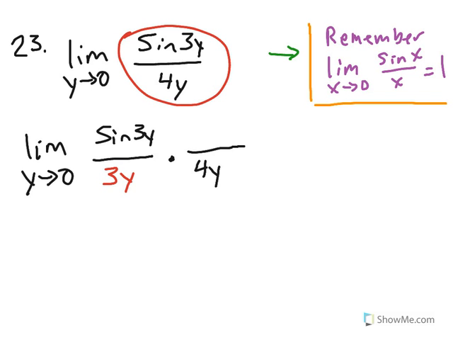Because as y goes to 0, 3y goes to 0, so that whole fraction would go to 1. Problem is, if we divide by 3y, in order to maintain equality, we also have to multiply by 3y, and we'll do that right here. Now there is some algebra that we can do before we go ahead and take this limit. We can cross these y's out, and then we can factor out the 3/4 because it's a constant multiple.